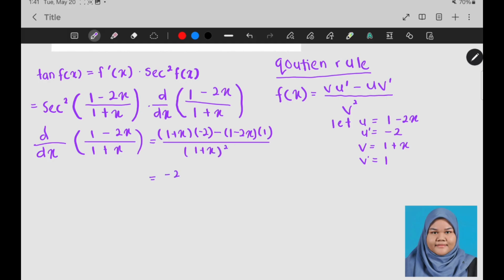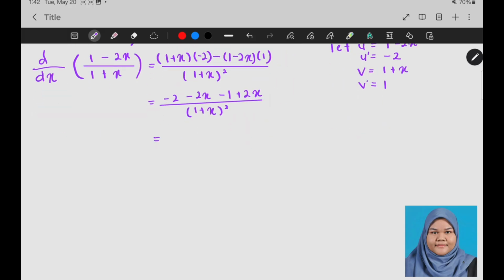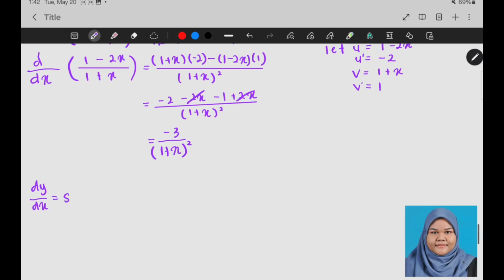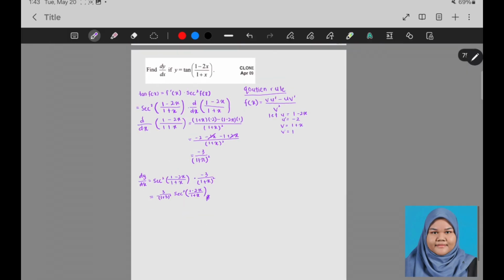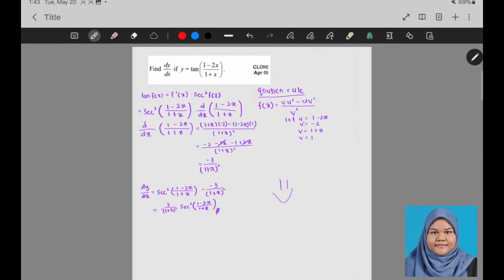We get negative 2 minus 2x minus 2 plus 2x over 1 plus x squared. Then we get negative 3 over 1 plus x squared. Next, we substitute it into dy/dx equals sec squared of (1 minus 2x over 1 plus x) multiplied with negative 3 over 1 plus x squared. Then we get negative 3 over (1 plus x squared) times sec squared of (1 minus 2x over 1 plus x).